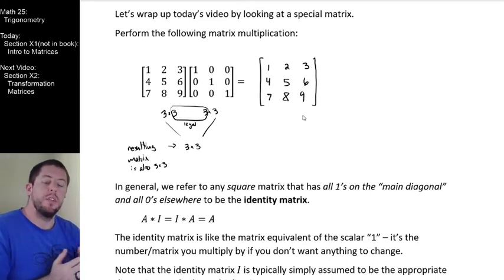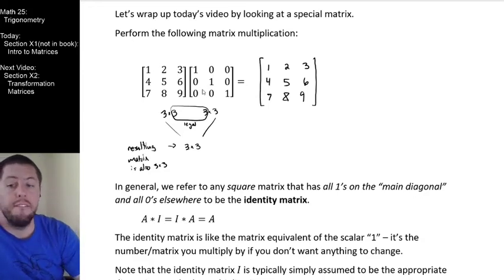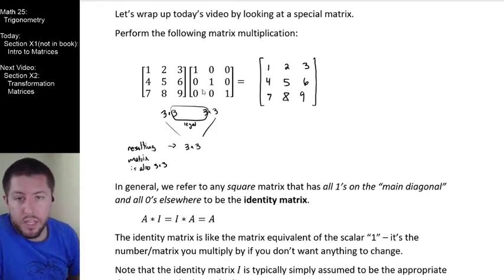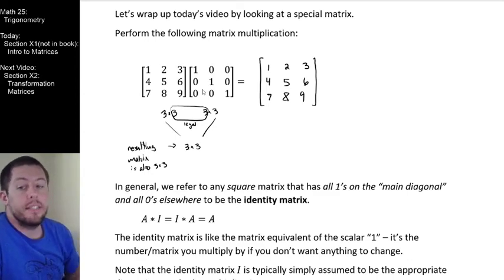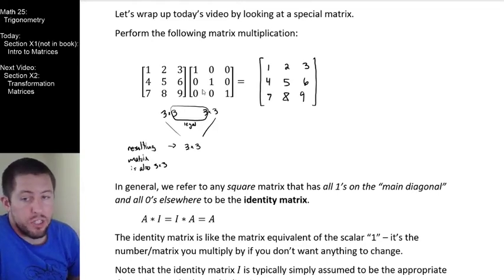So it seems like this matrix right here, this matrix with the ones and the zeros, is a very, very, very special matrix. It is the only 3 by 3 matrix that you could ever multiply another 3 by 3 matrix with and get the exact same thing back again. So we refer to any square matrix. All of these have to be squares for this special case right here.